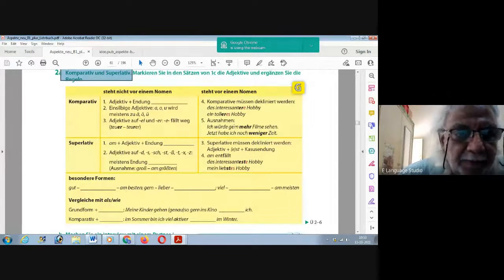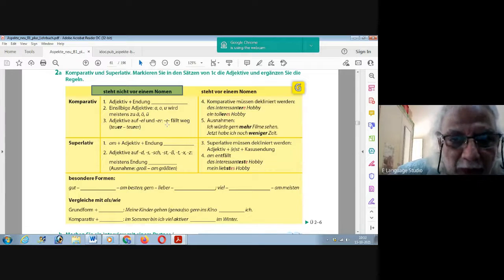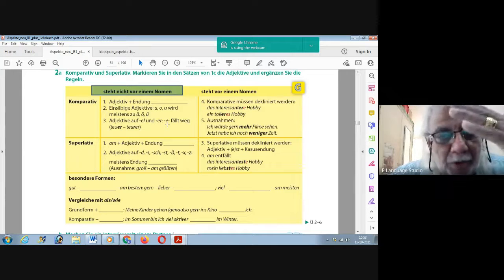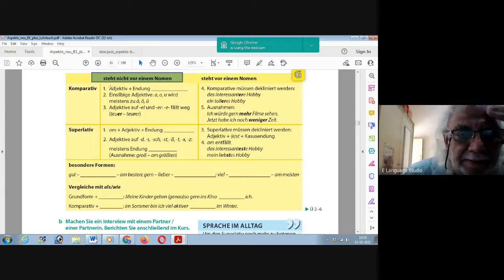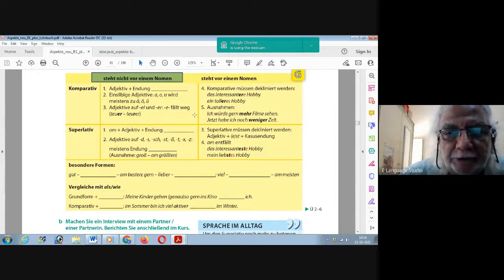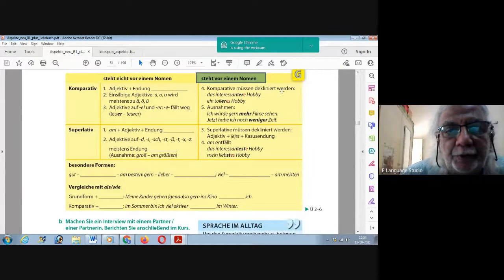Okay, now let's get down here very quickly. What does not come before a noun or before a noun? And how does it happen? When is it used? How is it used? Just a quick revision. Ganz schnell wiederholen wir das. Wenn wir ein Adjektiv vor einem Nomen stellen, also we'll take this one here. Then you have to use the declension.